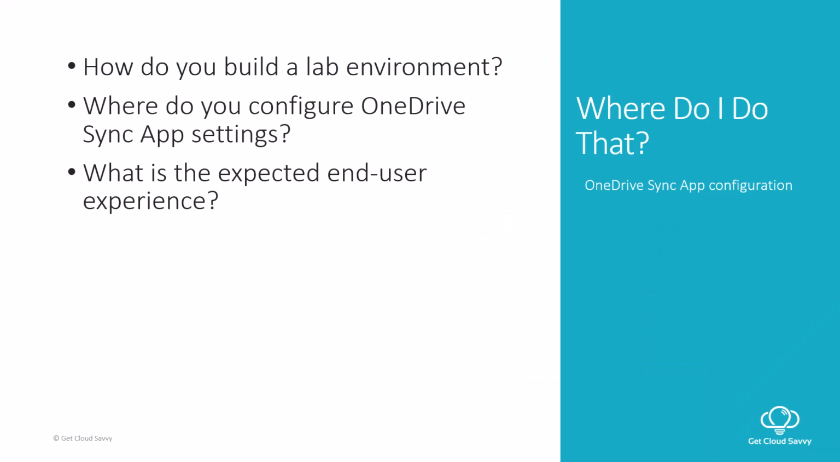Let's take a quick look at the agenda for this video. So first, we want to talk about the lab environment. How do you build a lab environment that lets you demonstrate the OneDrive Sync App? So we're going to go through that. Then we're going to look at where you actually configure OneDrive Sync App settings. Where is this done? So where do I do that? And then finally, we're going to take a look at the actual expected end-user experience. So what's going to happen whenever we set these configuration settings? What is the expected end-user experience?